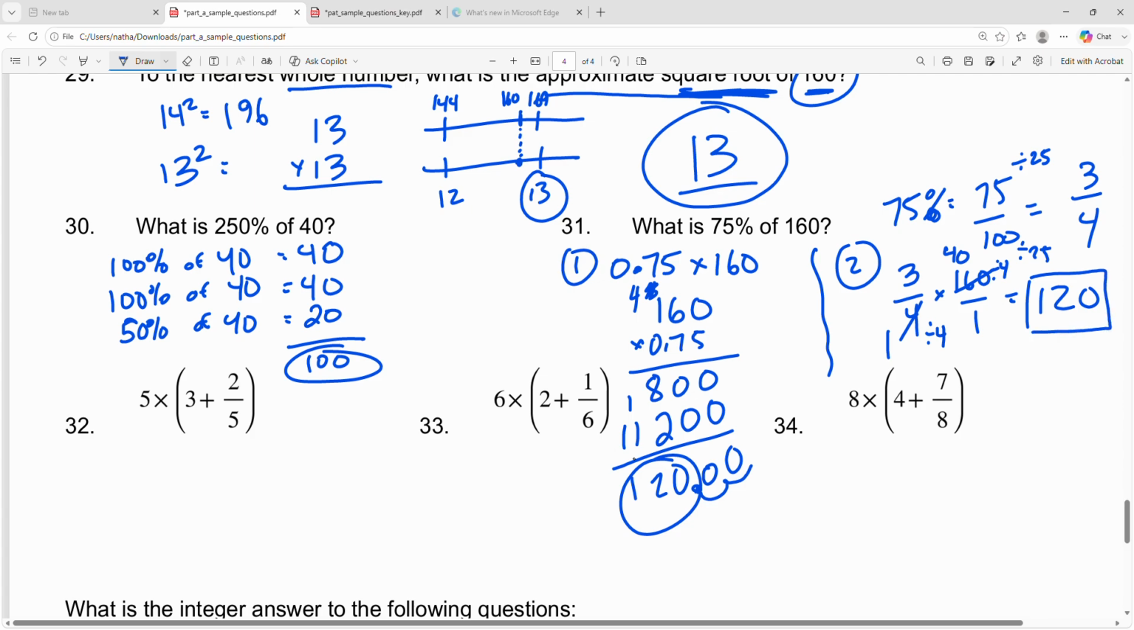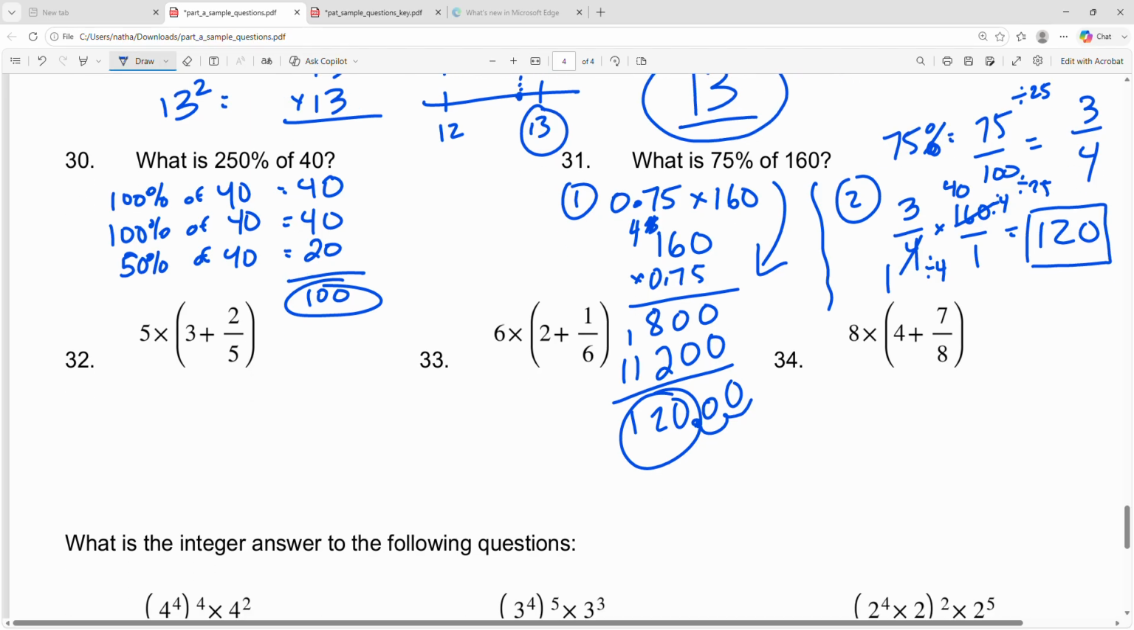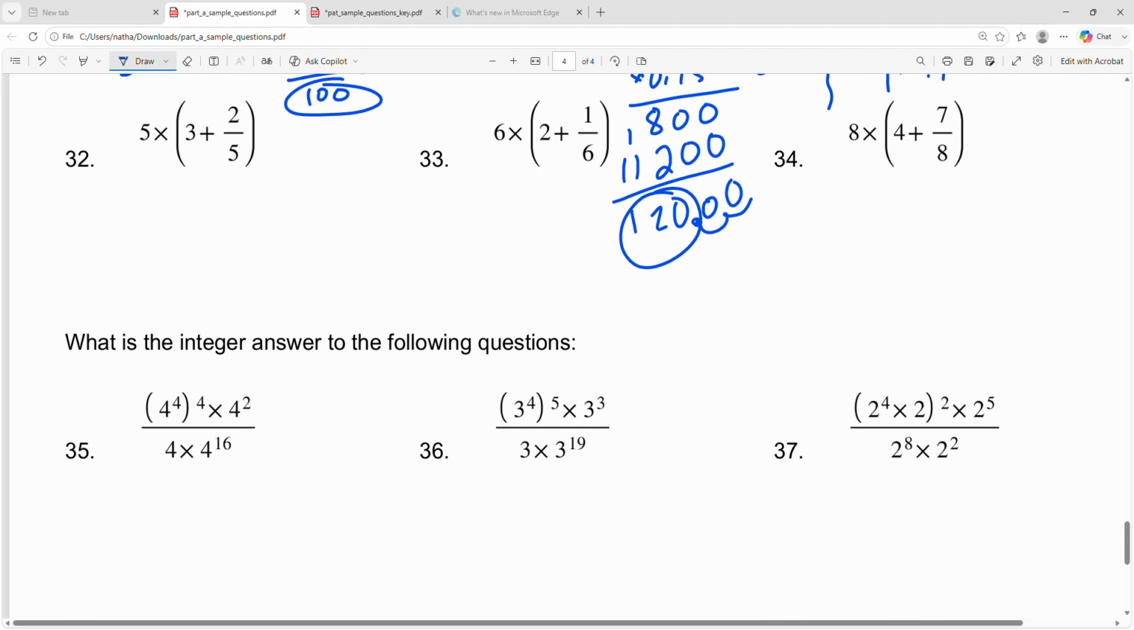So you could also do that by converting it to a fraction. Again, going the decimal route is something that you're probably accustomed to, and if that's easier for you, just go ahead and do that. Okay, next question. Question number 32.